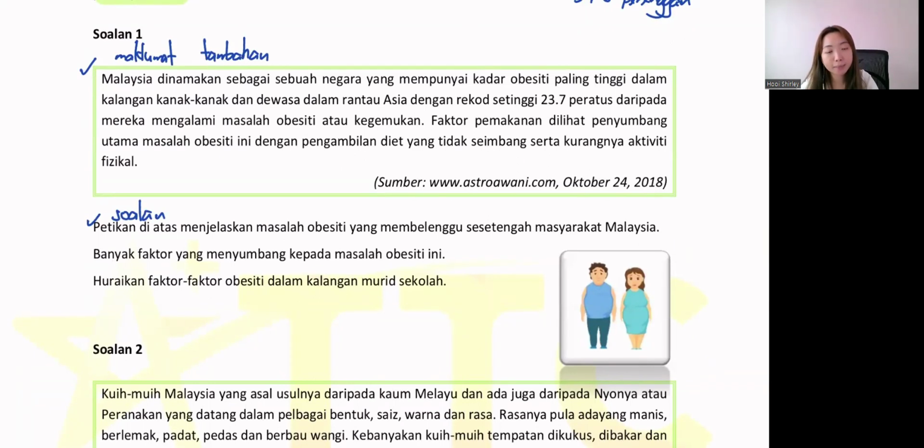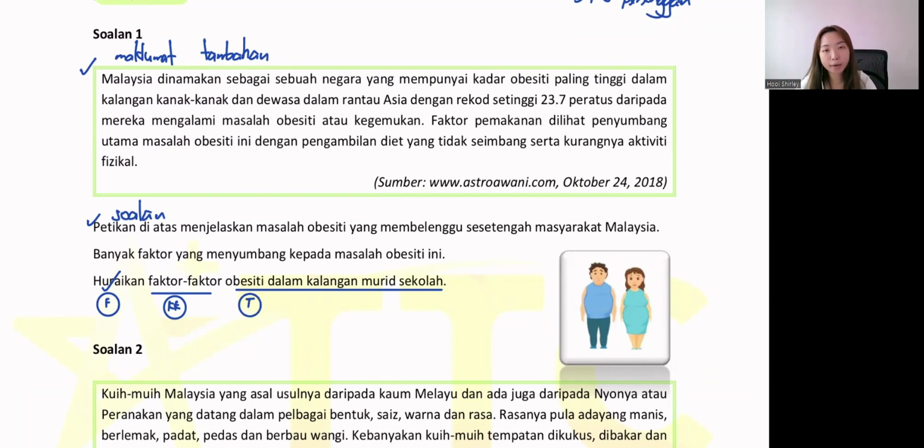Petikan di atas menjelaskan masalah obesiti yang membelenggu setengah masyarakat. Banyak faktor menyumbang kepada masalah obesiti. Huraikan apa? Faktor-faktor obesiti dalam kalangan murid sekolah. They ask you to huraikan. Is there any format? No format. This is a karangan pendapat, karangan fakta. Just a normal karangan. Kata kunci and also topic is obesity. Masalah obesity. Okay. Then, we finish the topic, kata kunci and format.